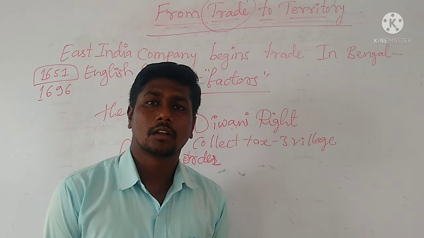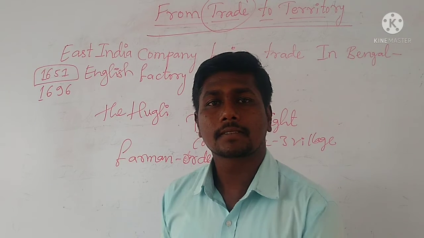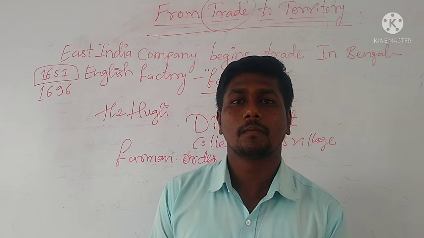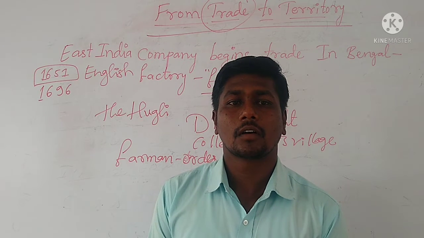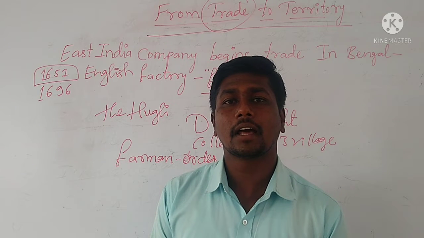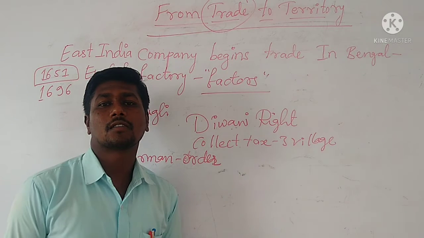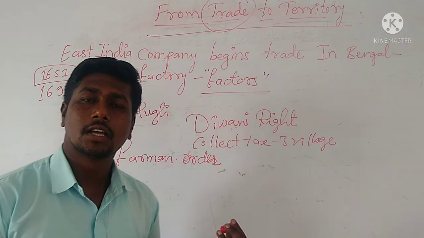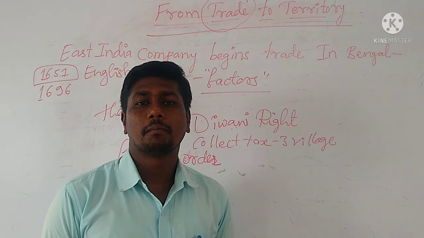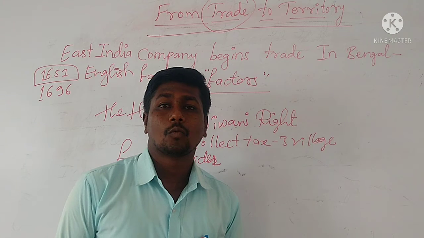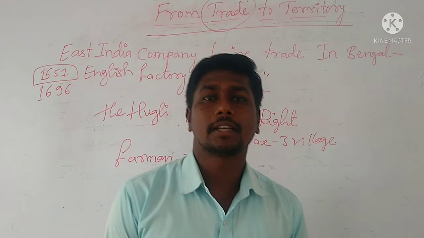What happened? When they refused to pay tax, to pay duties to the Mughal Empire or to the king, at that time Bengal lost an enormous amount of revenue. Revenue was lost by Bengal. But what did the local rulers of Bengal do?